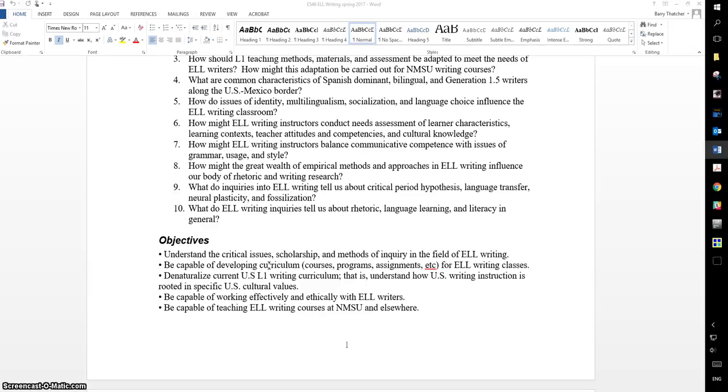When I finished my PhD, actually 20 years ago, I had an ESL minor, and I actually had 6 courses in ESL. And writing was one of the courses, but I had research, I had competencies, I had general L2 acquisition. So it's hard to pull together the whole field and bring it to bear in one class on ELL writing, but that's one of the major goals. The other goal is to be able to develop curriculum, courses, programs, assignments for ELL writing classes.